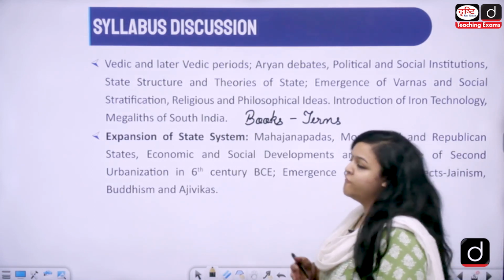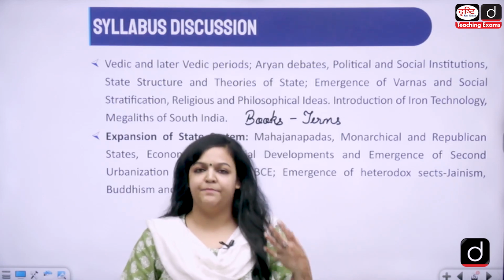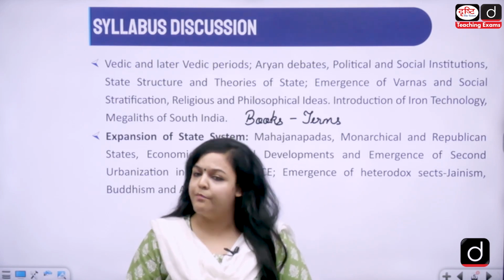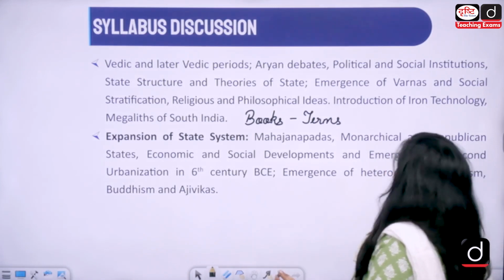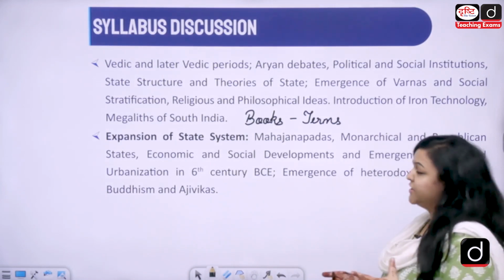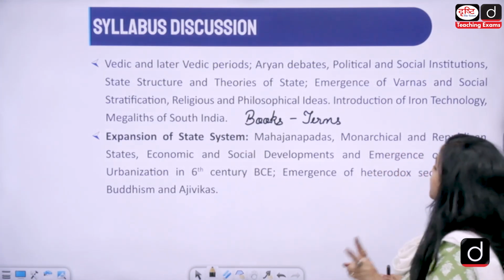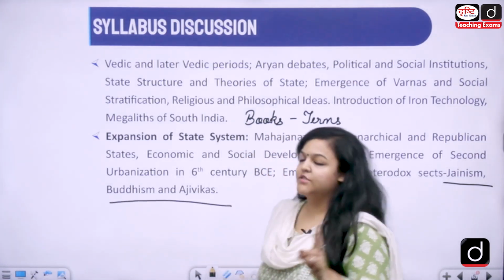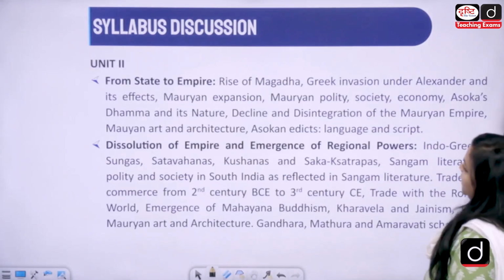After this, we move on to the next time period, which is the foundation and expansion of the Mahajanpadas, right? So we'll be focusing on the 16 important Mahajanpadas, and then we will be focusing on different kinds of Mahajanpadas, monarchical, republican, their social and economic development, emergence of second urbanization, right? And along with this, we will focus on 3 cultural developments, which are Jainism, Buddhism and Ajivikas.